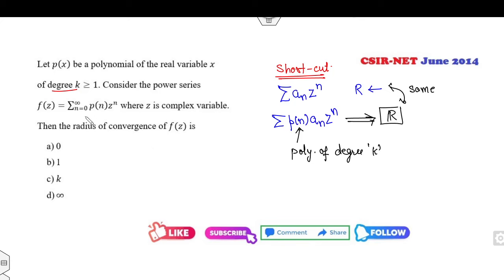Now if you compare this series, can I write an is 1? Now can you find the radius of convergence of this series? It is 1 over 1 raised to power, so it will be 1.